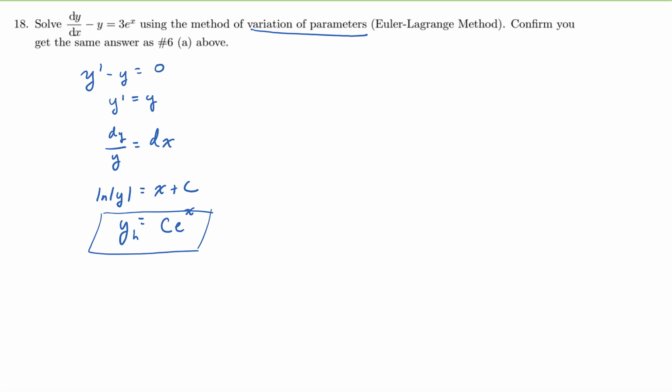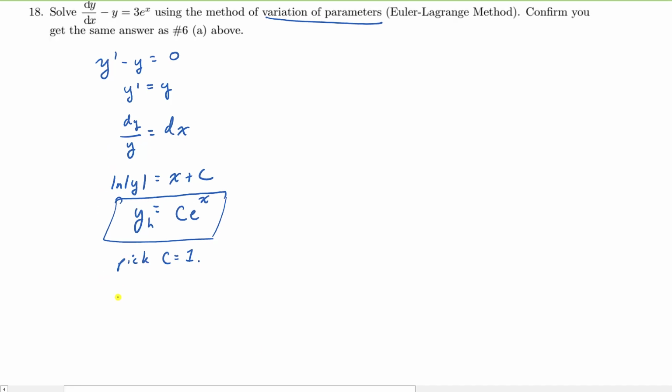And in our technique of variation of parameters, what do we do? Well, we first solve that homogeneous differential equation, and then we're going to pick one solution from it, so let's go ahead and pick c equal to 1. That's the best choice, but we could pick other values. And so we're going to use the solution y_h equals e to the x, and then we're going to posit that the particular solution looks like some unknown function v of x times e to the x.